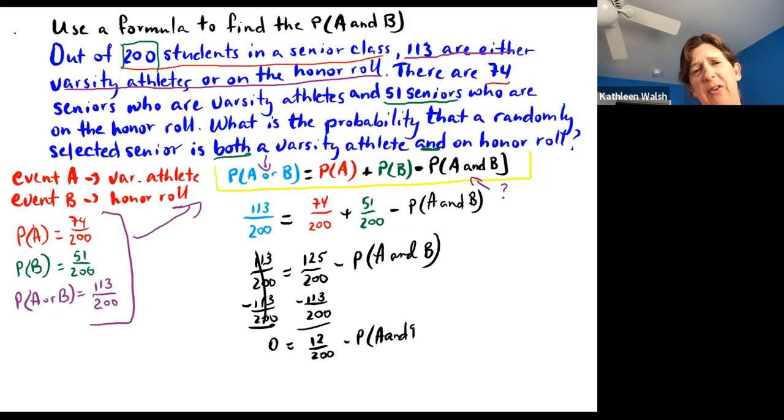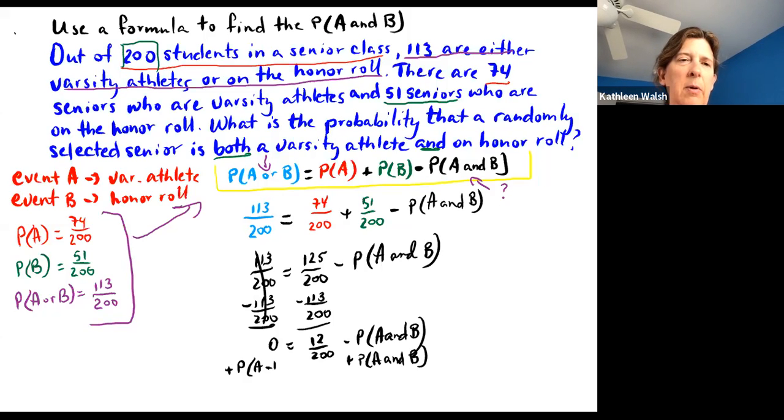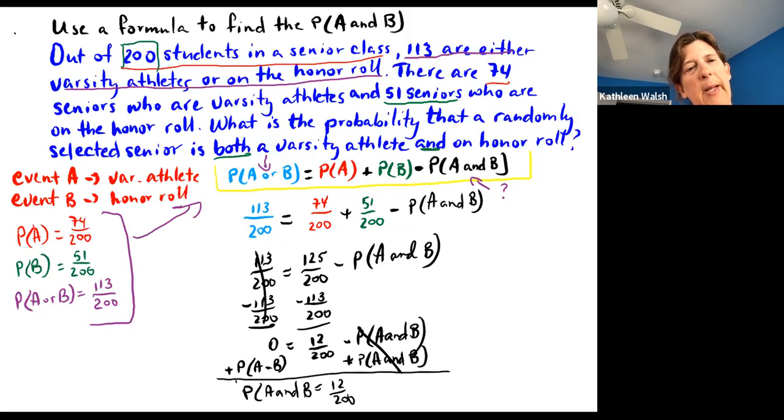But I have the equation set to 0, so I'm going to continue to use my properties of algebra, and I'm going to add my unknown to both sides, and that's the additive property. And I'm going to solve. So I get the probability of A and B is equal to 12 over 200. You might be like, what happened here? Well, we have a negative and a positive, and they just cancel each other out. So the probability of A and B is equal to 12 over 200, or we could say 4 goes into 12 3 times, and 4 goes into 200 50 times.